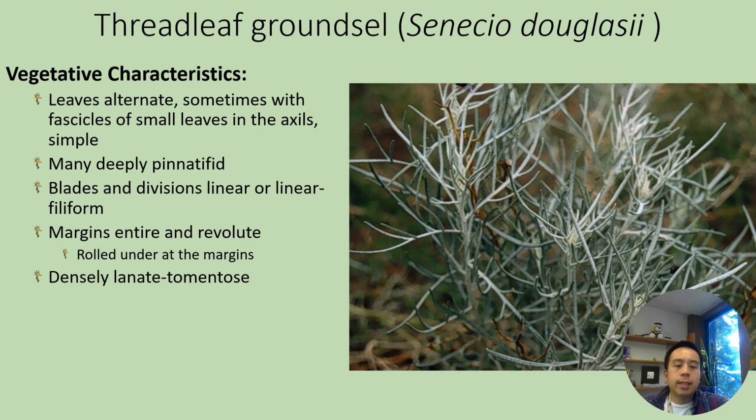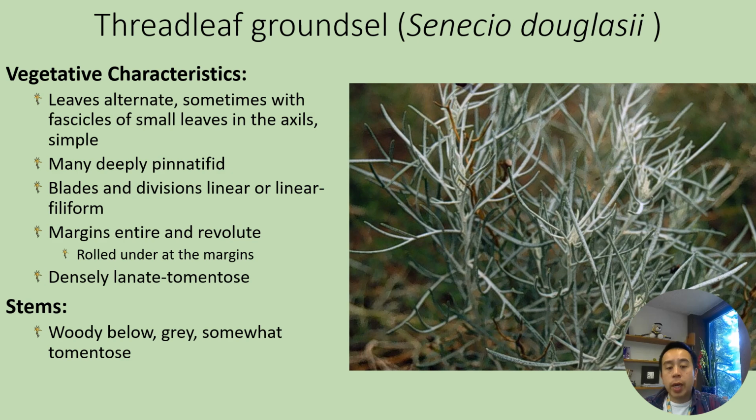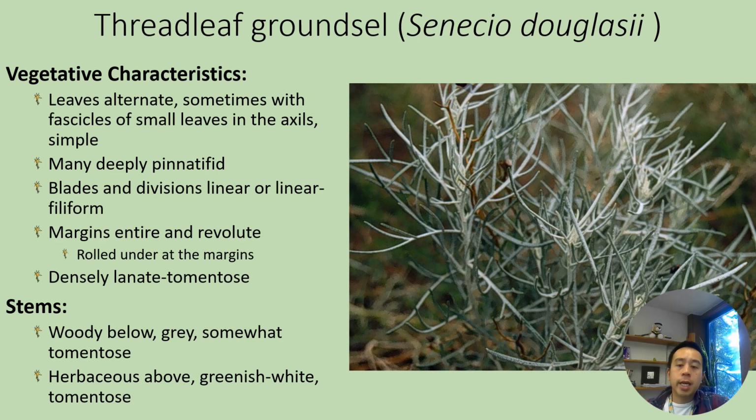And it is also densely lineate to tomentose, so it kind of has this soft, woolly feel to it. The stems are woody and gray and somewhat tomentose themselves. And above ground, it is often herbaceous, and the foliage is often greenish white and also tomentose and somewhat fuzzy, a very short fuzz.